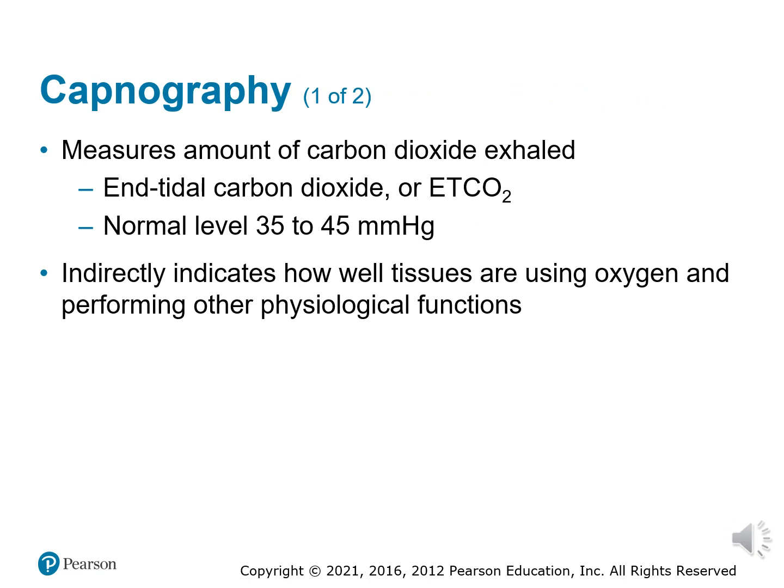Next, we'll talk about capnography. This is measuring the amount of carbon dioxide that's exhaled. So it's the end-tidal carbon dioxide, or the EtCO2. Normal level is 35 to 45. And what does it do? It indirectly indicates how well tissues are using oxygen and performing other physiological functions.